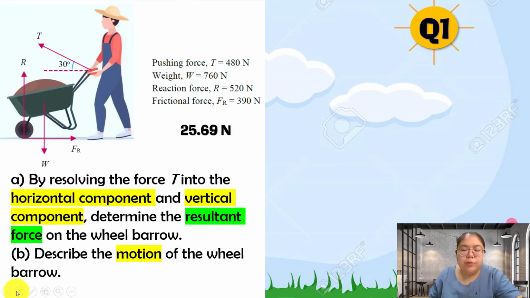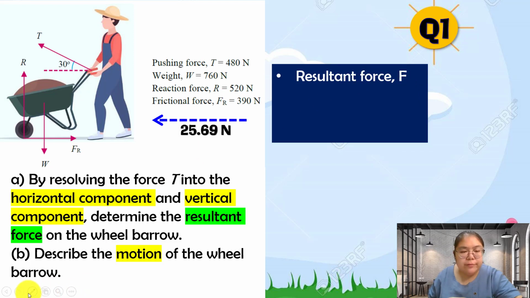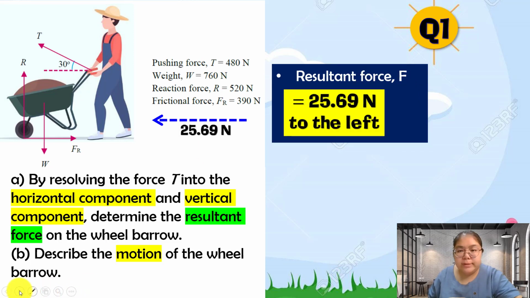Okay, so from here, the resultant force, there's a 25.69. Then they go to the left hand side. So finally, we just left one only. We don't have any horizontal, we don't have any vertical, we just got horizontal already. So from here, how to answer? We just write the resultant force is 25.69, then to the left.